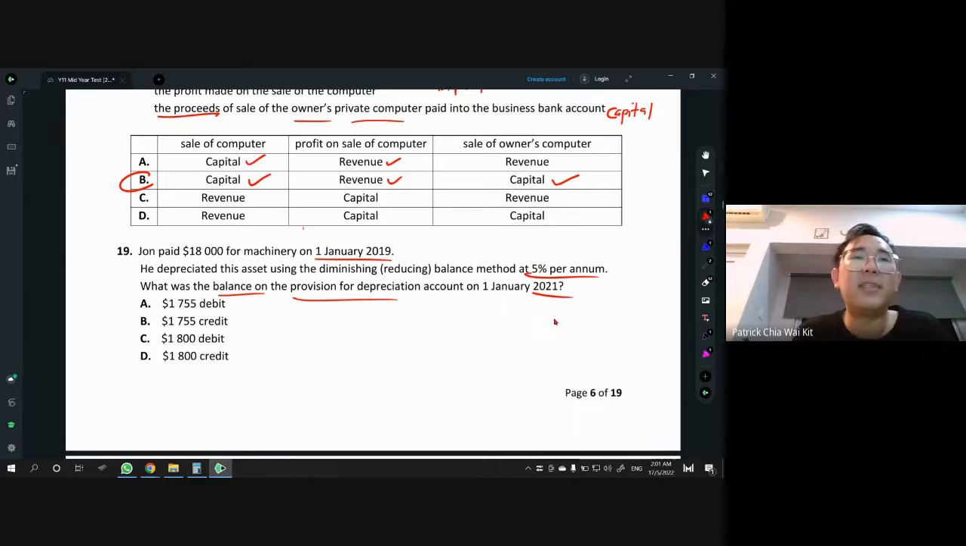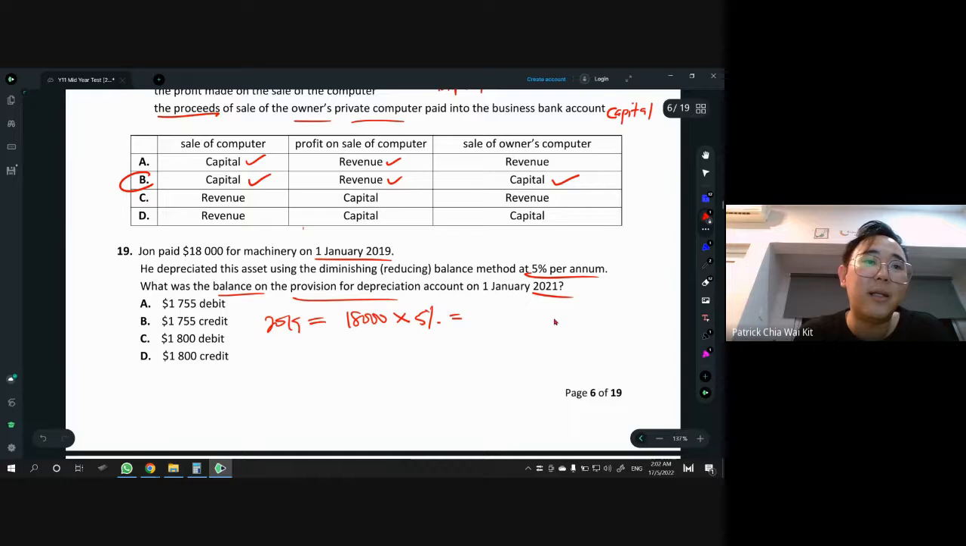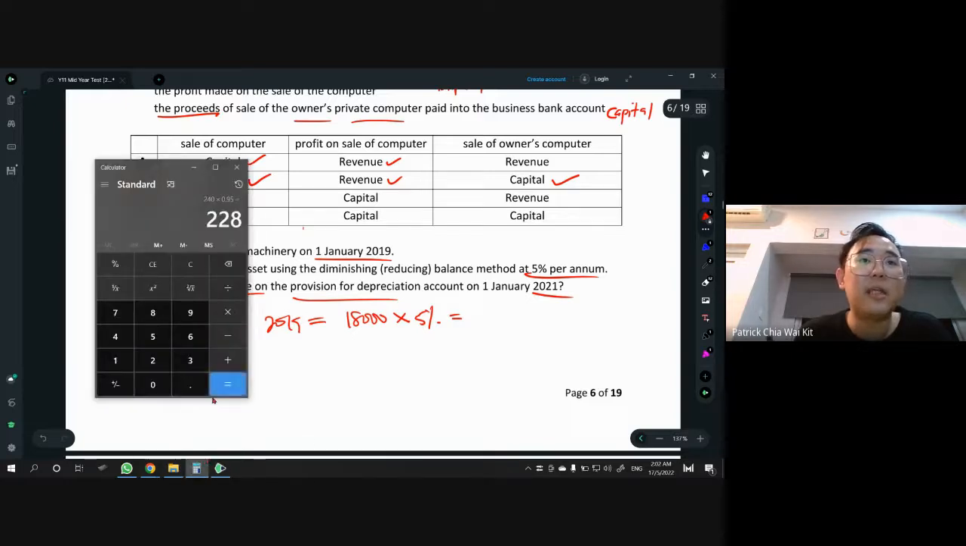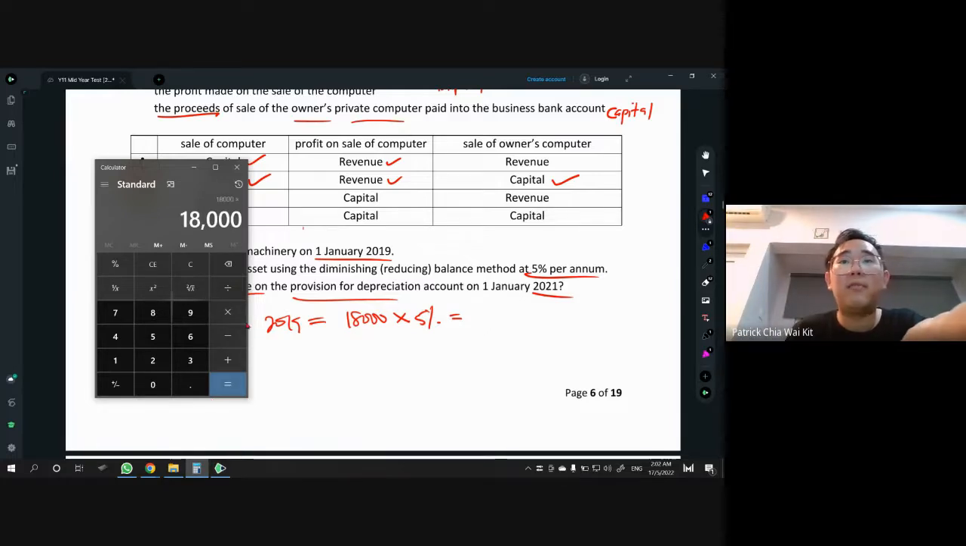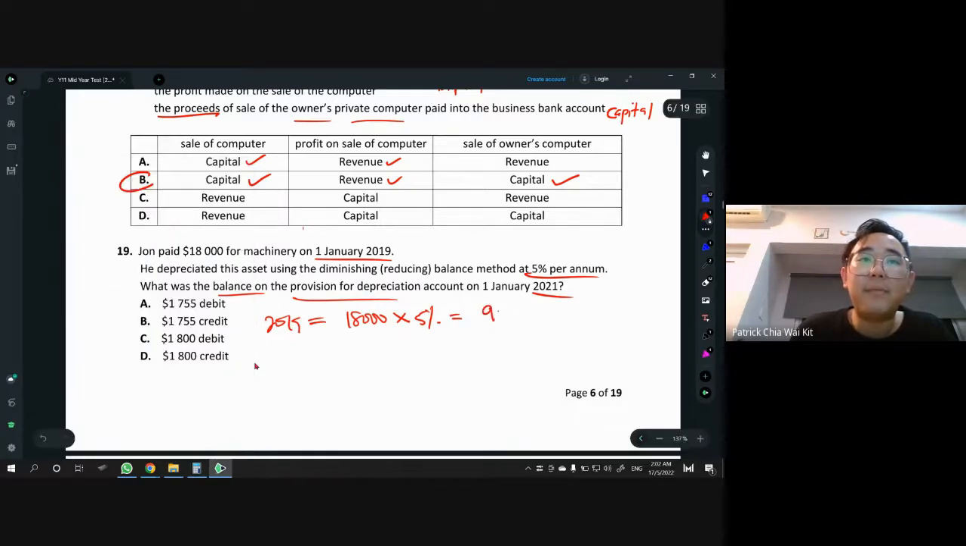So let's calculate the first year, 2019. How to calculate the first year? It's very simple. Just take the cost price, 18,000, and multiply by 5%. Then you get the depreciation for 2019. So in that case, should be 9,000, I think. 1800 times 5%. Oh, sorry, 900. My bad.